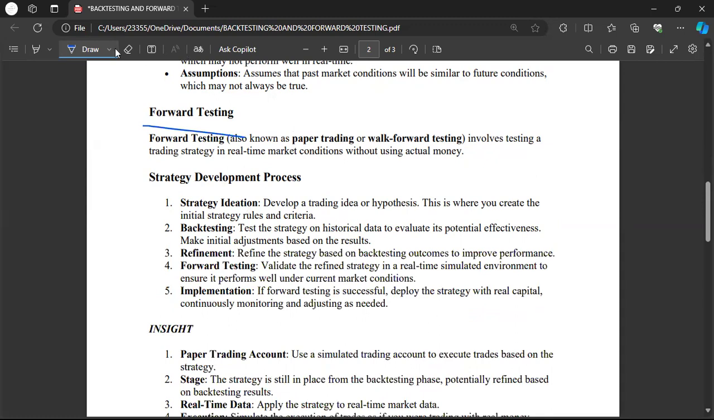Now, forward testing is a subset, like we said, dependent on backtesting, right? So now let's look at it. Forward testing, also known as paper trading or walk forward trading, involves testing a trading strategy in real-time market conditions without using actual money. So here, the simple way to grasp this is doing demo trading. Demo trading. Another term is paper trading, or better still, walk forward trading.